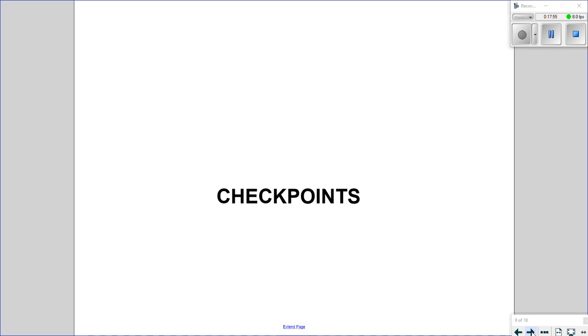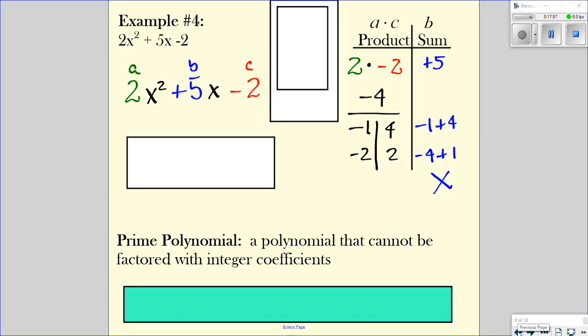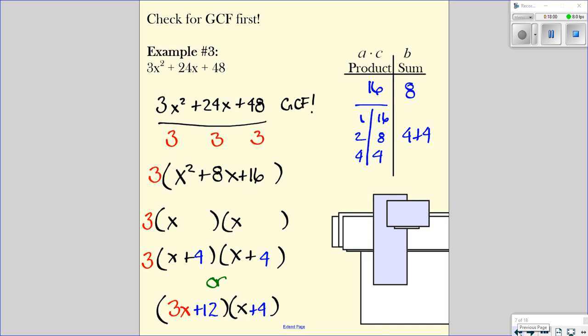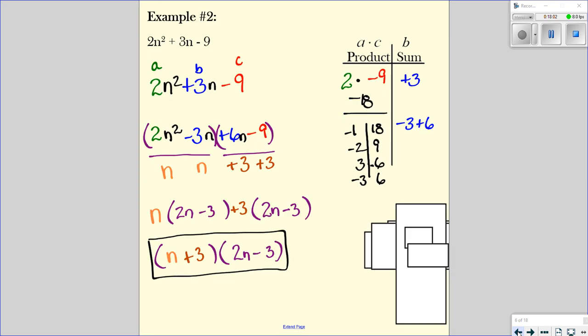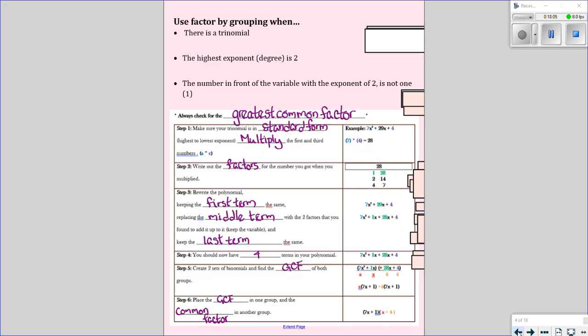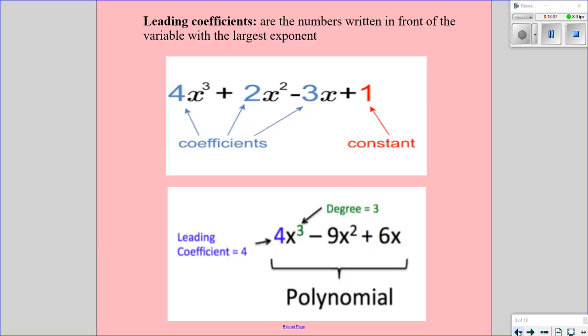Right. So we went through a few examples dealing with factoring by grouping with a leading coefficient. So we learned that the leading coefficient is basically the number in front of the variable and the exponent with the highest degree. So again, the word leading is in the definition. Leading coefficient, something's leading, it's the leader, it's in the front, it's taking the lead. So the one that has the highest degree takes the lead.